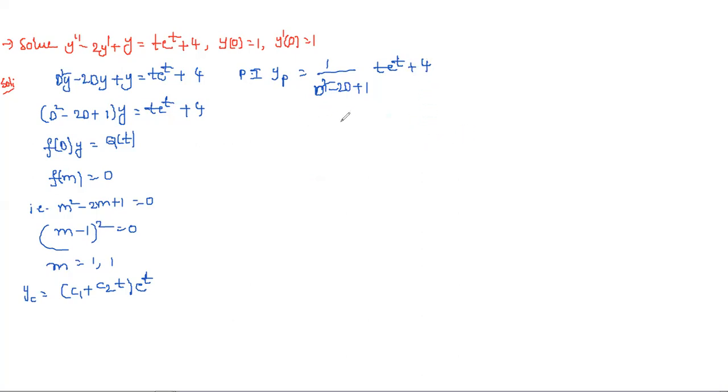So here it is. First you can write 1 by (D minus 1) whole square, into t e power t plus 4, right? So now we can separate this. If you separate this one, (D minus 1) whole square t e power t plus 1 by (D minus 1) whole square 4. And then here it is.